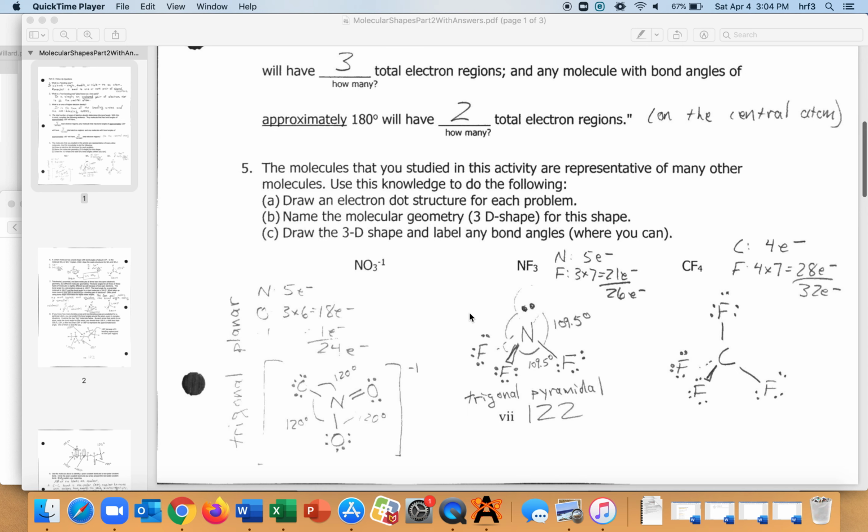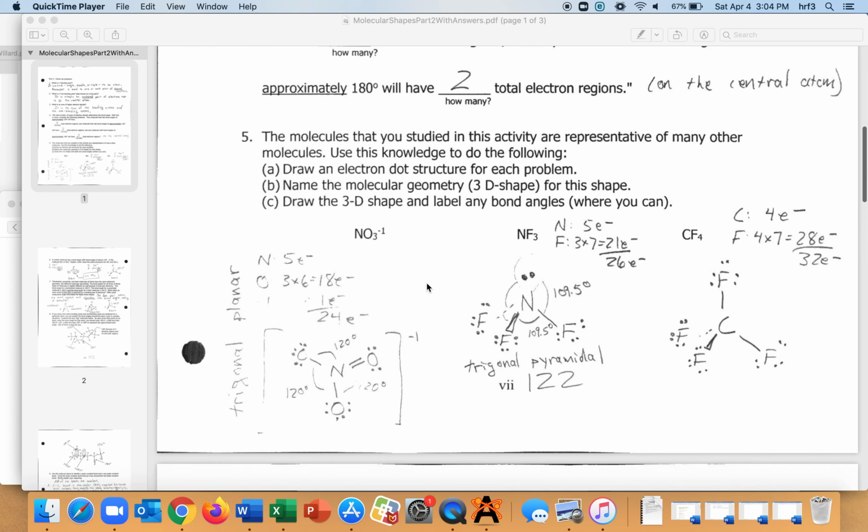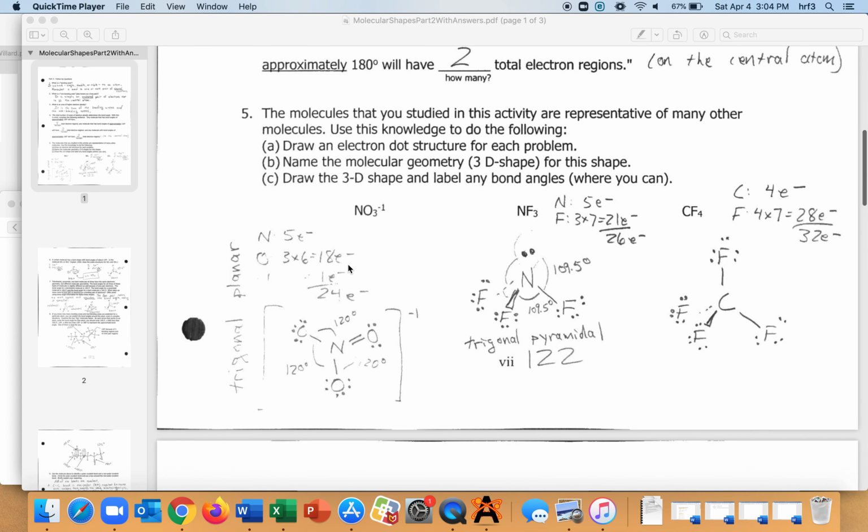So then here's some more examples. The NO3 minus, to make 24 electrons work out, you end up with 2 single and a double bond, so that's 3 bonding areas, so that's trigonal planar. With NF3, 26 total electrons. To make that work out, we have 3 bonding and 1 lone pair. So 4 groups total, but one of them is a lone pair, so that's trigonal pyramidal.